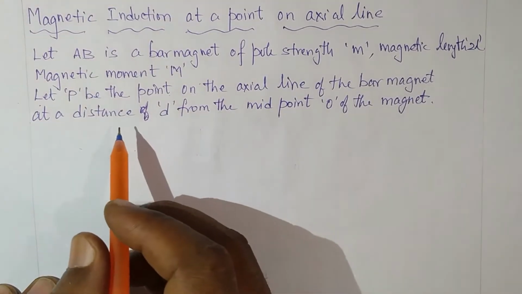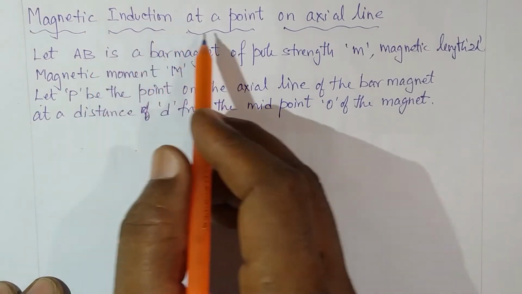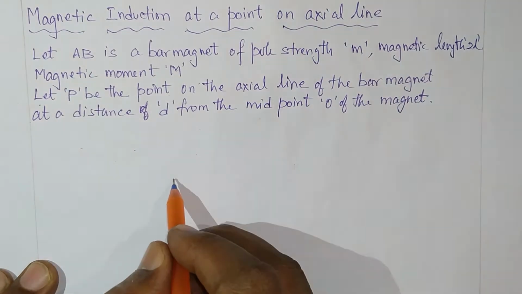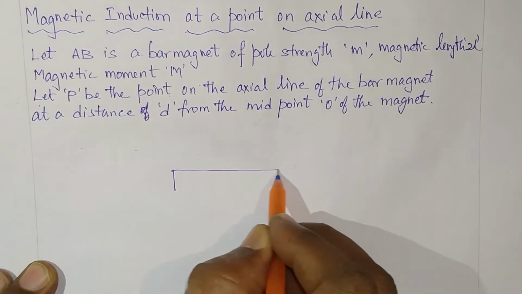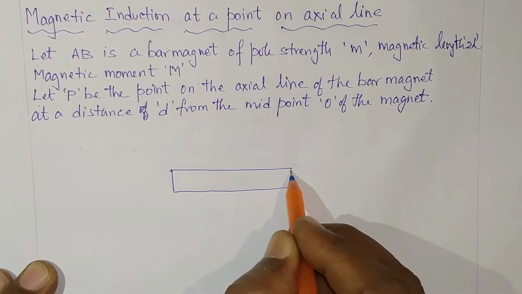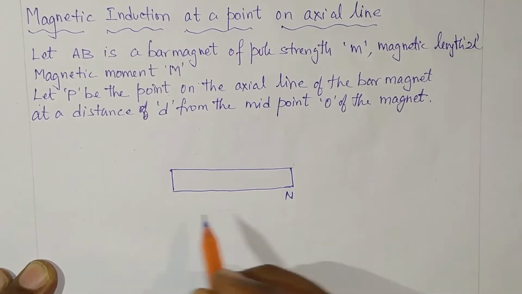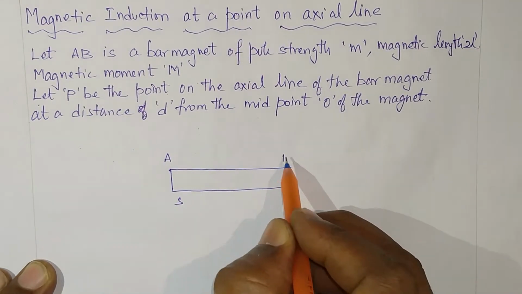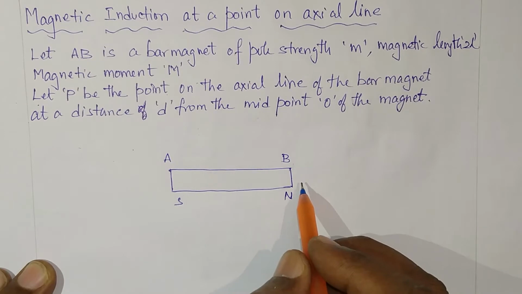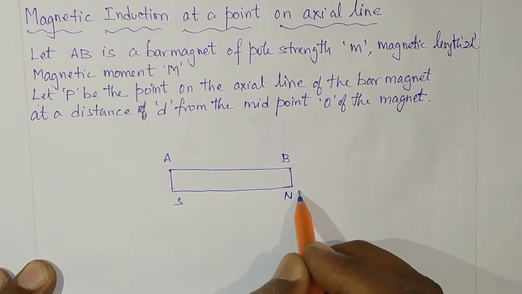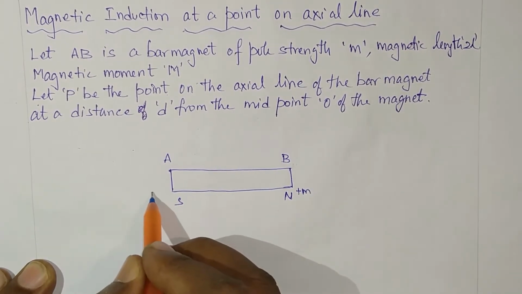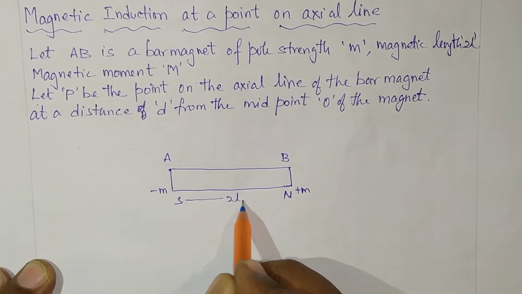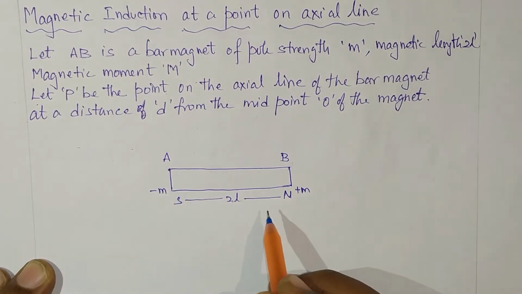Now let us derive a mathematical expression to calculate the magnetic induction at a point on the axial line. Now I will consider a bar magnet. A bar magnet has a north pole and a south pole. I will name this bar magnet as AB. Let the pole strengths of this bar magnet be what? For north pole we take it as plus M, and for south pole we take it as minus M. Let the length of the bar magnet be 2L.